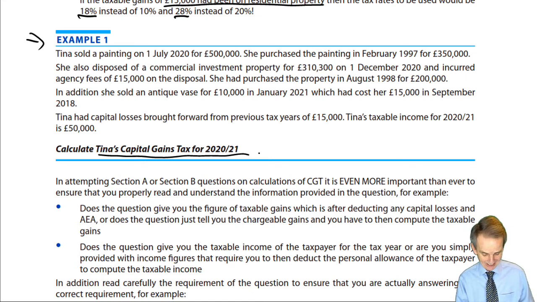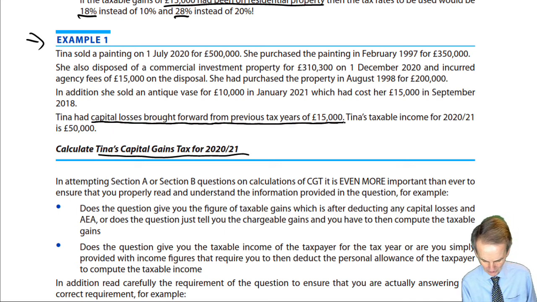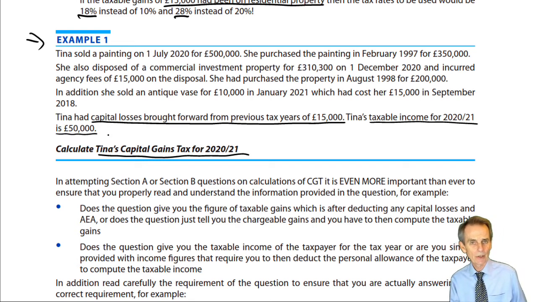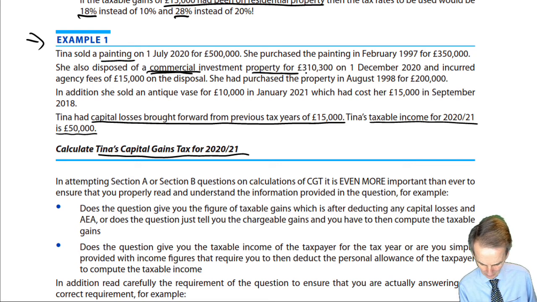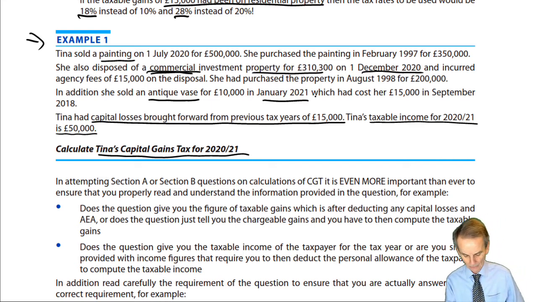Now, again, certain things that we're going to watch out for here. She had capital losses brought forward from previous tax years of £15,000. Tina's taxable income for 2021 is 50,000. In the absence of any huge extension of the basic rate band limit, it means that any gains that she has made are going to be taxed at the higher rate. She sold a painting on the 1st of July. She disposed of a commercial investment property on the 1st of December. She sold an antique vase in January 2021, and you've got the figures there.